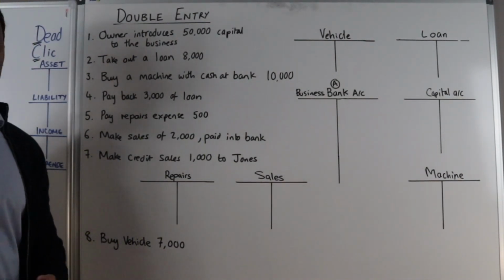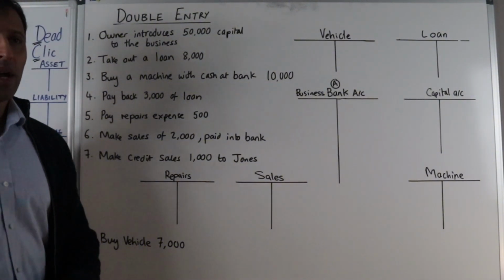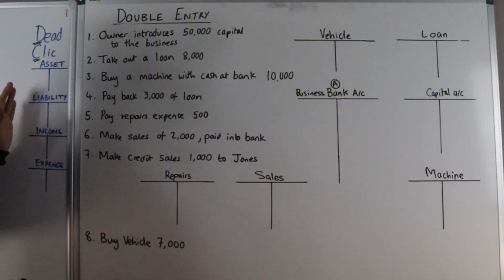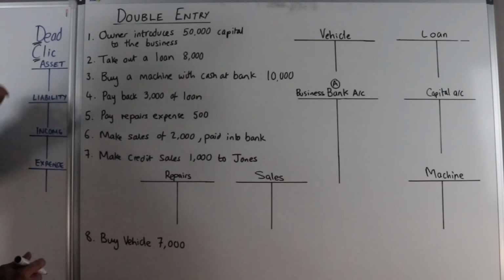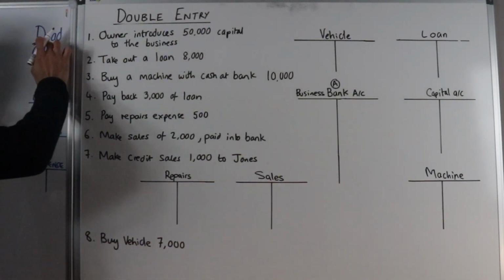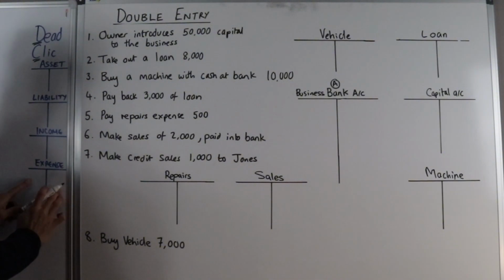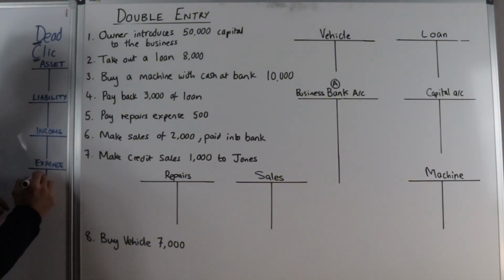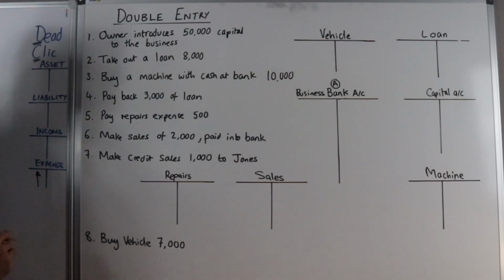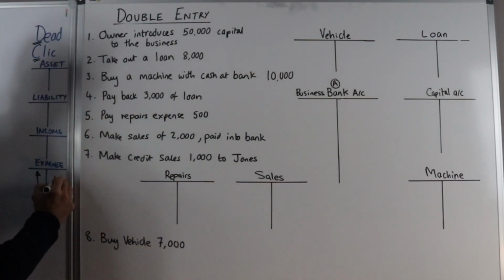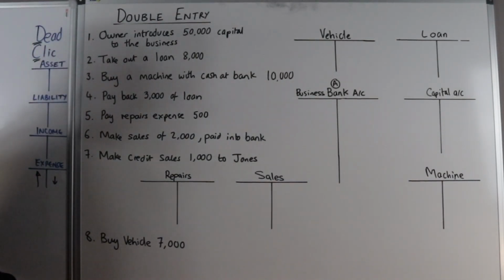Now we're going to look at a few examples of double entry and just remind us of the rules. If you remember from DEAD-CLIC, we debit expense accounts, asset accounts and drawing accounts when they increase. So if I had an expense ledger account like this, I would debit it or put a number on the left hand side when that expense increases. And that implies when the expense decreases, I put a number on the other side.